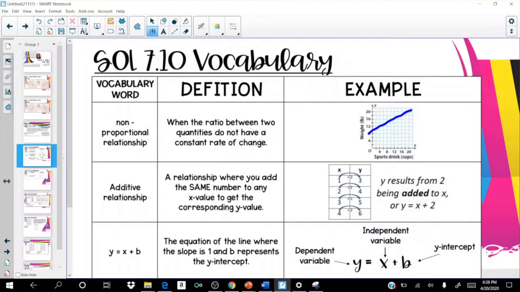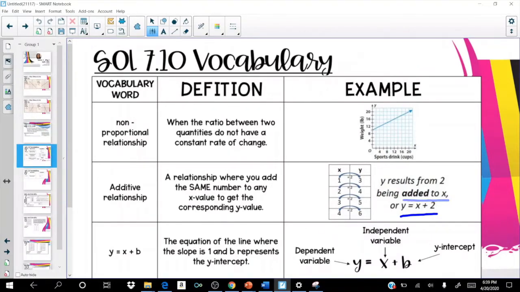Additive relationship: a relationship where you add the same number to any x value to get the corresponding y value. Before, we discussed proportional or multiplicative relationships, where you would multiply the x value to get the y value. Now we're getting into additive relationships, which are not proportional. And here in our example, you can see that to get the y value, you must add the same value to x to get your corresponding y values. Y results from 2 being added to x, or y is equal to x plus 2.